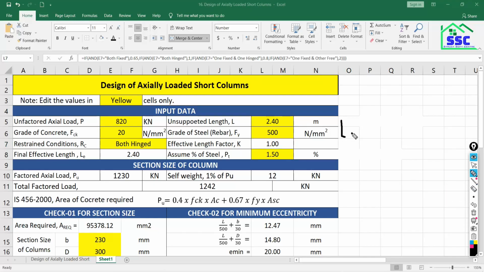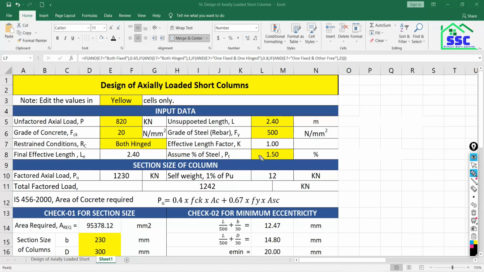Effective length of the column will be equal to the effective length factor multiplied by the unsupported length of the column. That is, 1 multiplied by 2.4. So the sheet will give you this answer as 2.4.